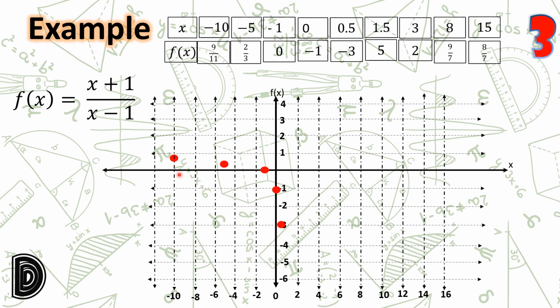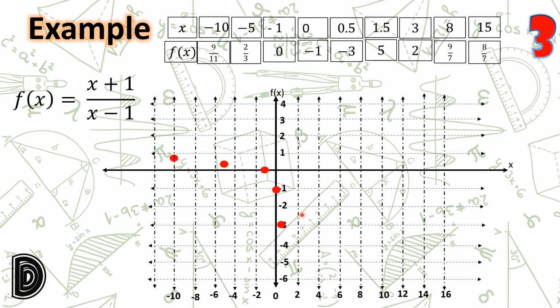Notice that as the value of x increases, the value of y decreases. And also, as x approaches 1 from the left, the value of y decreases. We did not choose x is equal to 1 because from the function, we saw that x is equal to 1 will make the function undefined. So, the graph of the function does not cross or does not intersect the vertical line x is equal to 1.